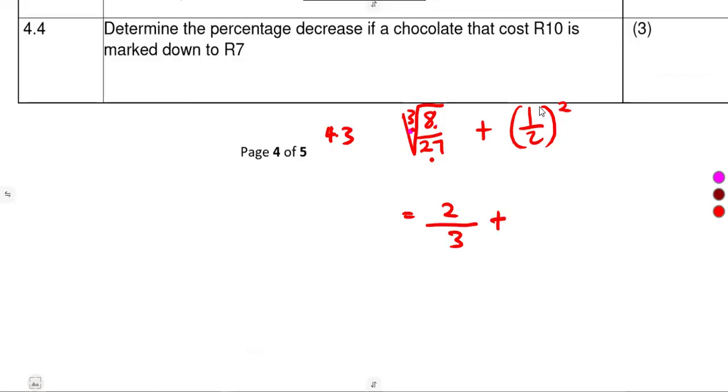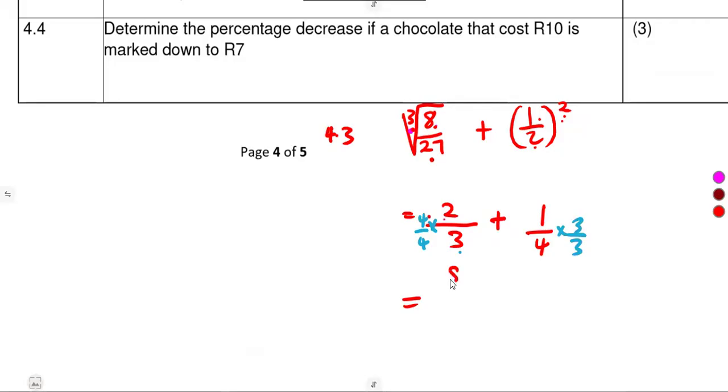Plus, this one is being raised to the power of 2, meaning everything must be affected by the power of 2. 1 to the power of 2 is 1. 2 to the power of 2, which is what? Which is 4. So you can add this together. We must have the same denominator. In this case, there is a 3. Here there's a 4. So you interchange these denominators, all right? So you're going to multiply by what? By 4 over 4. The 4, you take it this side. The 3, you take it this side. So it will be 3 over 3.